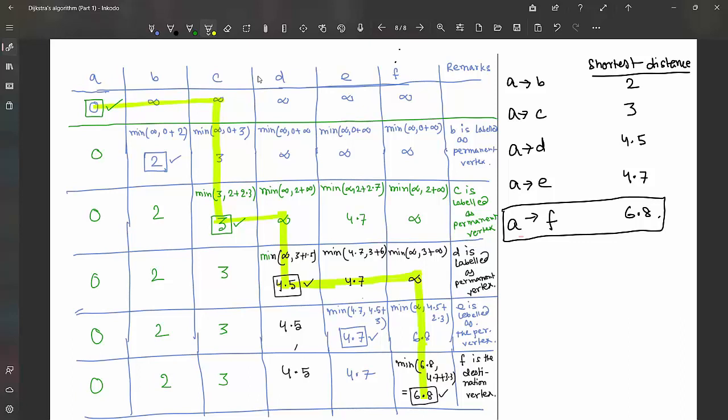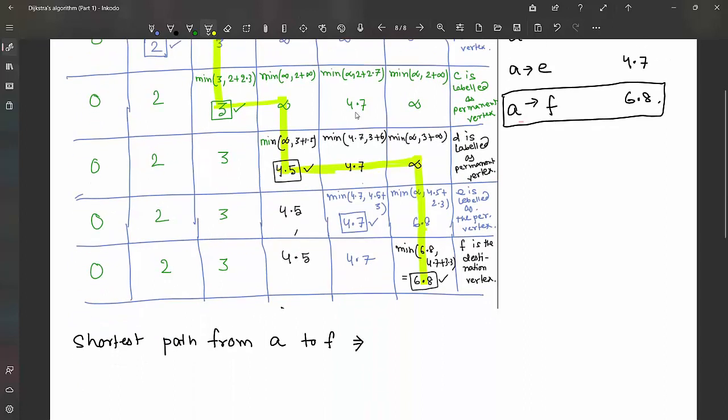Okay, so this is the path we have got. From A, we go to C, then to D, and then to F, and this is the shortest path from A to F. So A to C, C to D, and D to F. The shortest path is A to C, then C to D, and after that D to F.